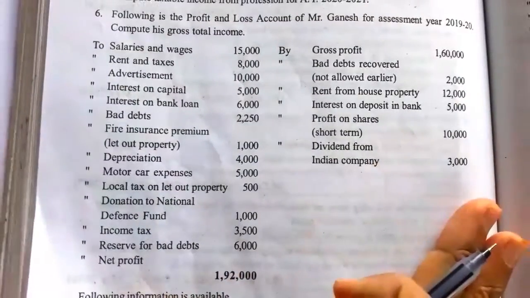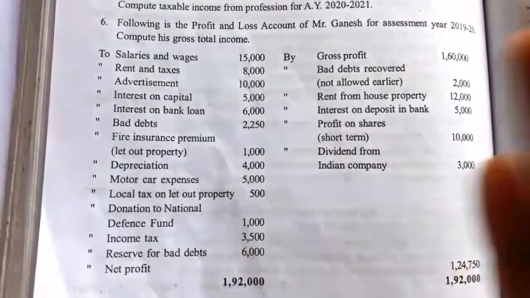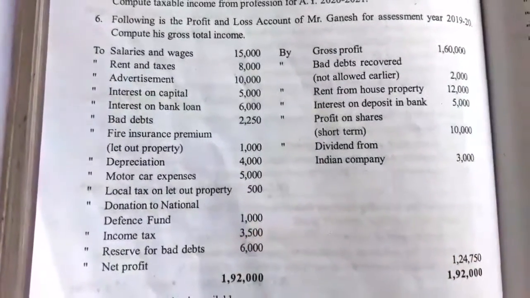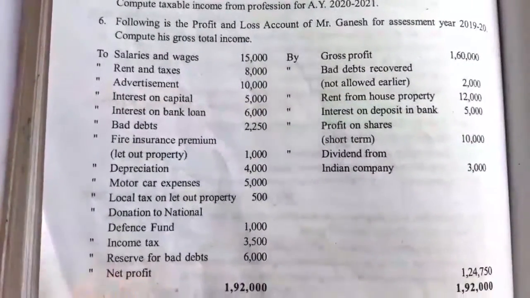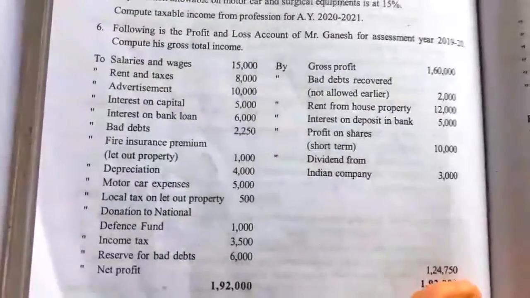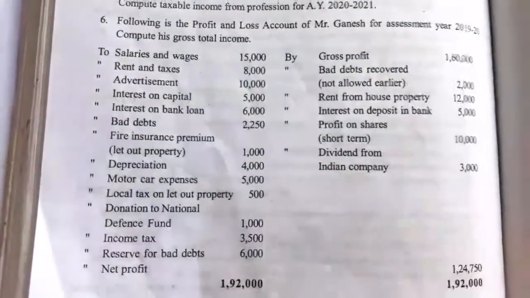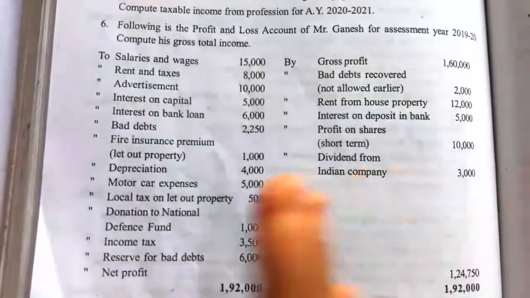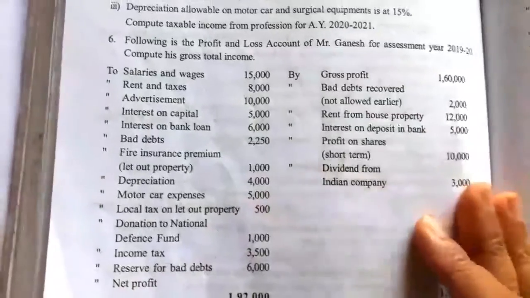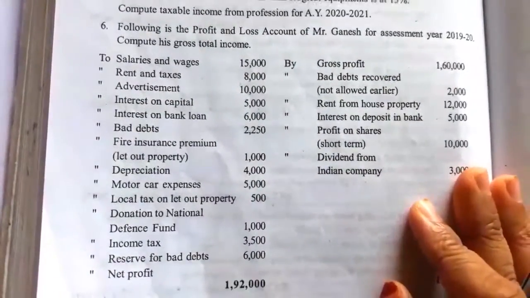In the profit and loss account, it might not be only business related expenses; even personal expenses or capital nature expenses may be recorded in the profit and loss account. But for income tax calculation purposes, the profit and loss account for business income should include only business related expenses and business related incomes.